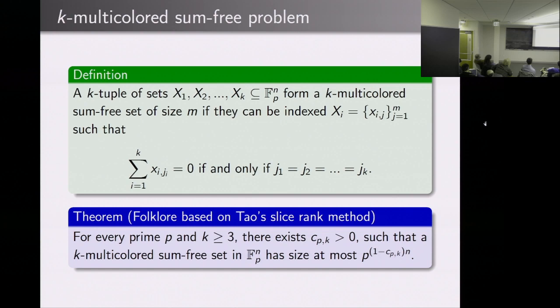And so the formulation of the upper bound proof that appeared on Terry Tao's blog extends to k naturally. And so that gives an upper bound on a k-multiplier sum-free set in F_p to the n of size at most p to the 1 minus CPK times n, where this CPK is a positive number.